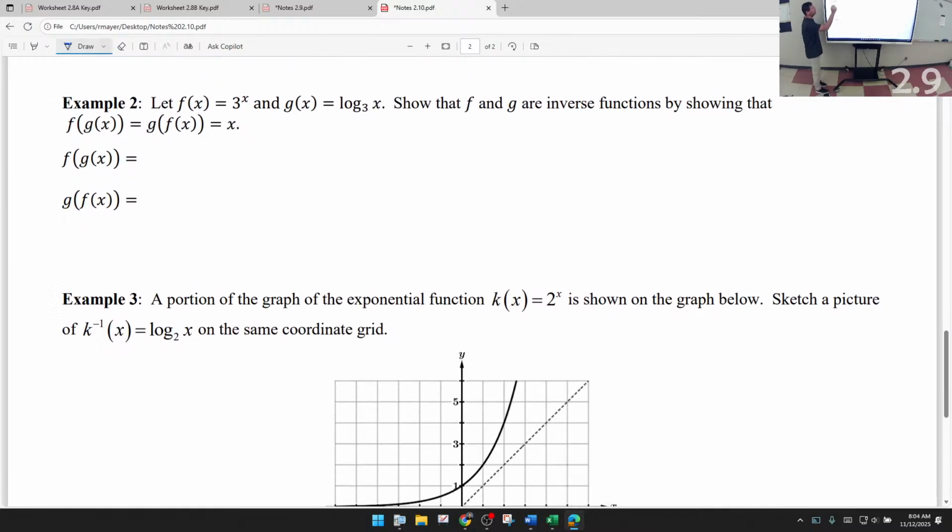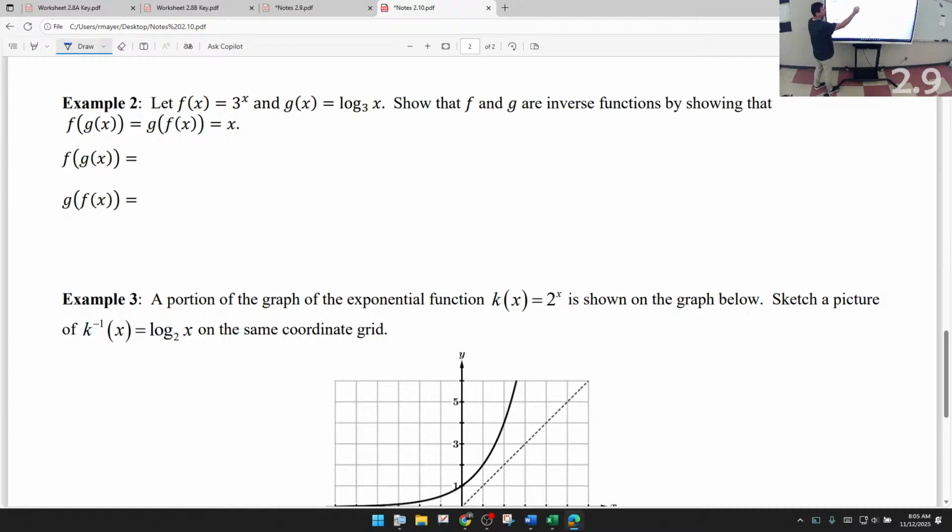Example number 2. f of x equals 3 to the x. g of x equals log base 3 of x. Show that f and g are inverses by showing that f of g of x equals g of f of x equals x. You'll have to do this on one question on the test, on a free response. You'll have to prove it. I don't know what it's going to look like, but you're going to have to show that they're inverses.